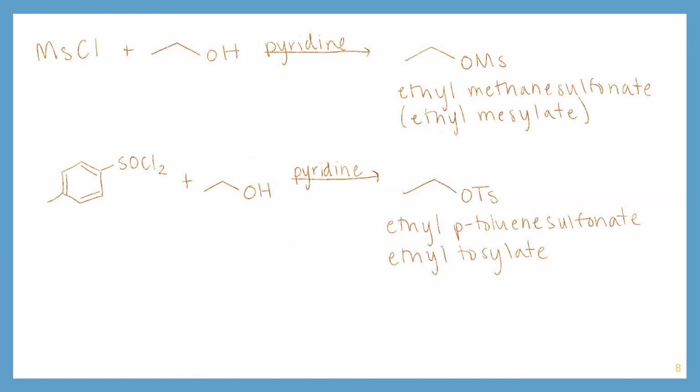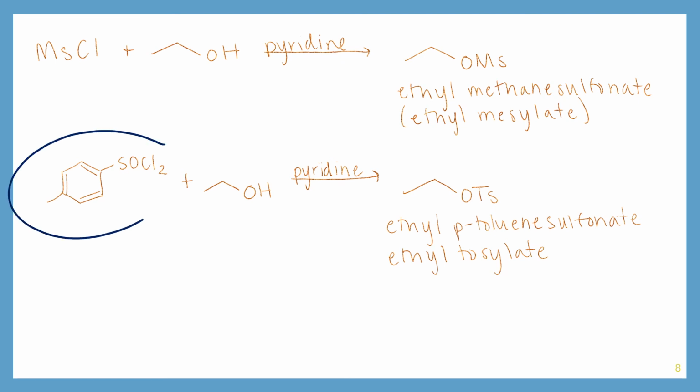So for example, if we react ethanol with mesyl chloride in the presence of pyridine, because you need something to deprotonate the alcohol once it's attached to the mesyl group, you end up with ethyl methane sulfonate, which is ethyl mesylate. You can do the same thing with the tosyl group.